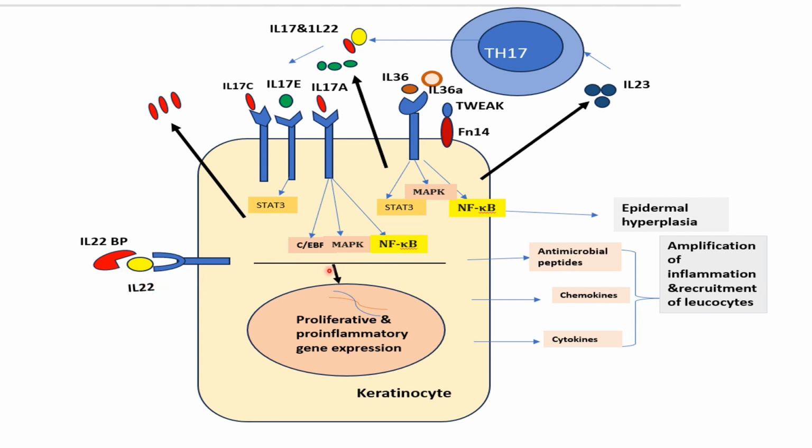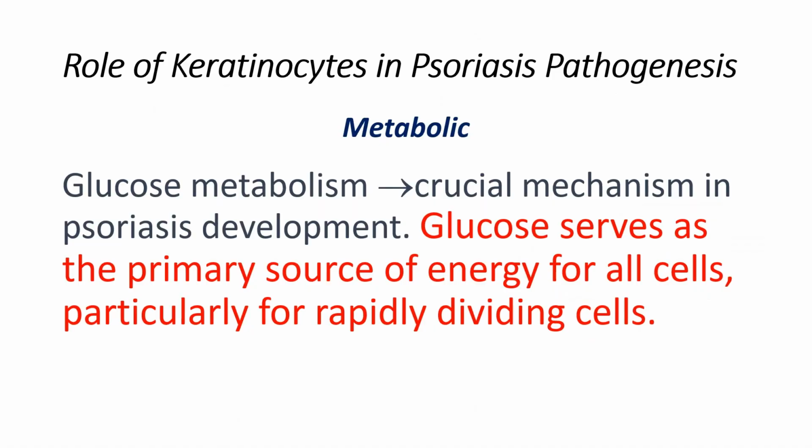So here is the main kitchen for the process of executing the orders coming from the immune cells in the process of psoriasis pathogenesis. So keratinocytes are not only helping in initiation but also in the maintenance and the continuation of the pathogenesis of psoriasis. Now I'm going to talk about another regulator factor, which is metabolic.